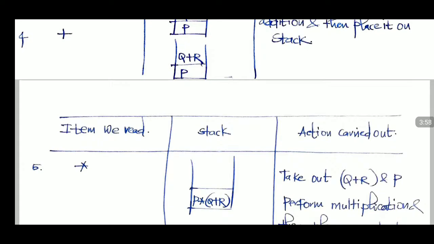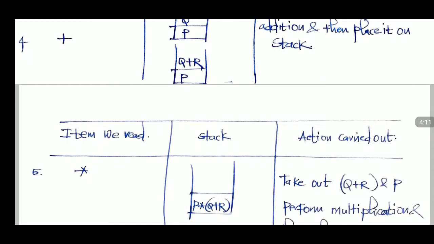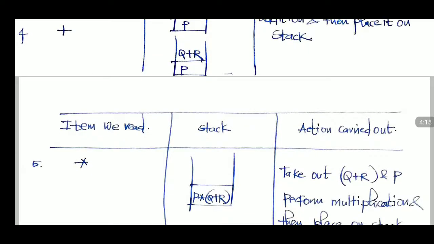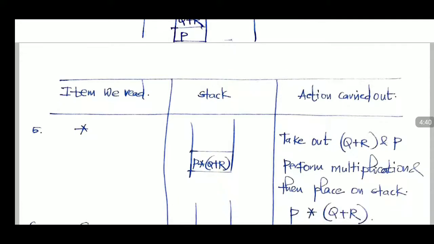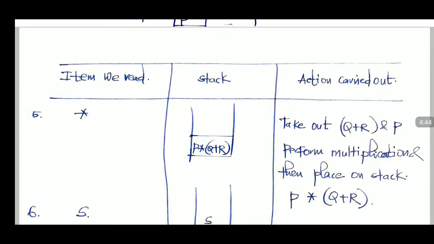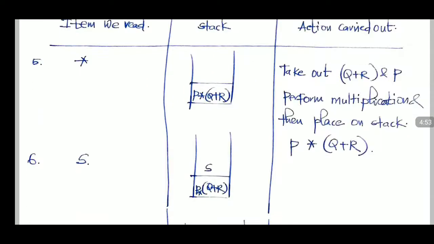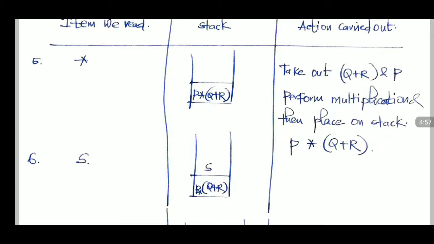In the next step, step number 5, we are reading star from the postfix expression. Q plus R is on top of the stack, P is next to that, and whenever we encounter an operator, we pop two operands out of the stack and perform the desired operation. In this case, Q plus R is taken out, then P is also taken out and multiplication is performed, so that my partial expression becomes P into bracket Q plus R. Now P into bracket Q plus R is placed on top of the stack.